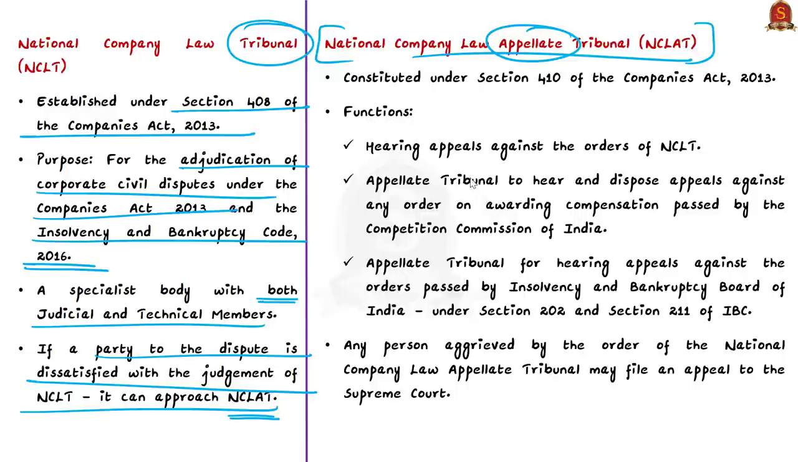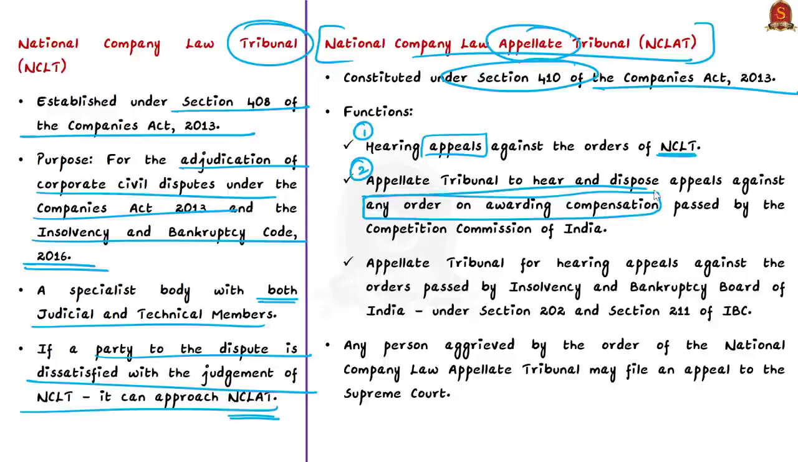Here we must know that NCLAT, or the National Company Law Appellate Tribunal, was constituted under Section 410 of the Companies Act 2013. So both NCLT and NCLAT are statutory bodies. Now the main function of NCLAT is hearing appeals against the orders of the National Company Law Tribunal. In addition to this, NCLAT is also the appellate tribunal to hear and dispose of appeals against any order on awarding compensation that is passed by the Competition Commission of India.